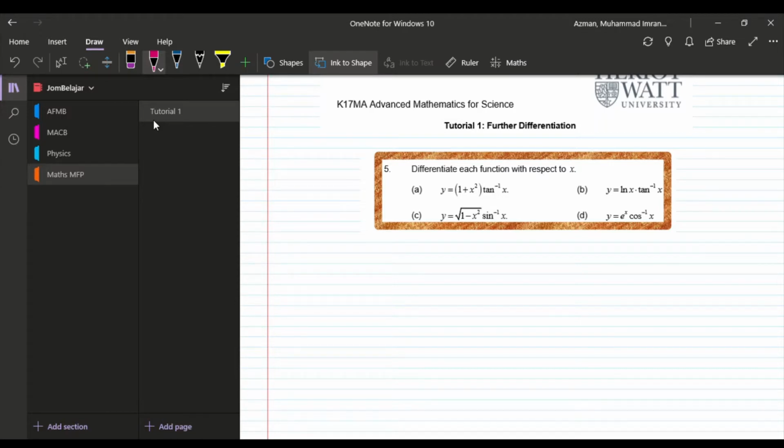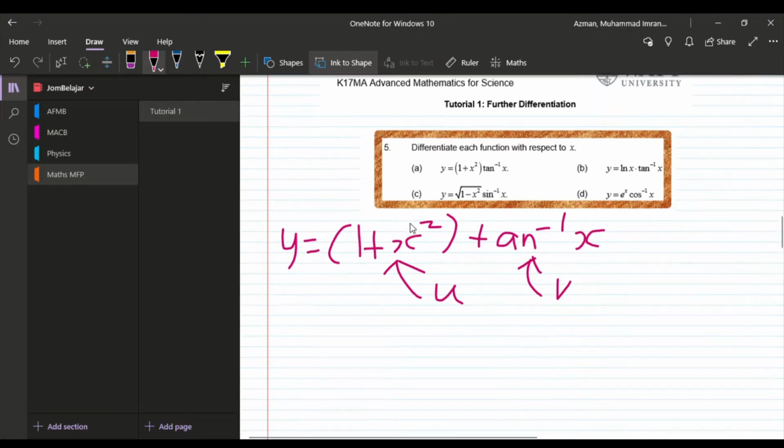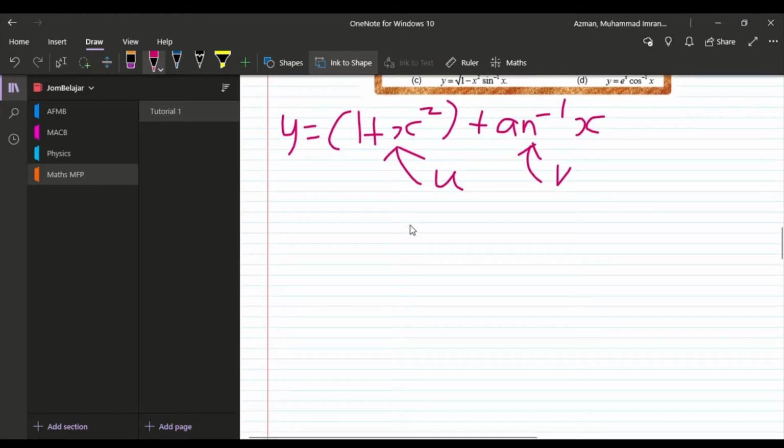So now we're going to do an actual question from the tutorial and give the product rule a practice. So we have y equals 1 plus x squared tangent negative 1 x, and here I spot my u and I also spot my v. So now let's do the differentiation part using the product rule.